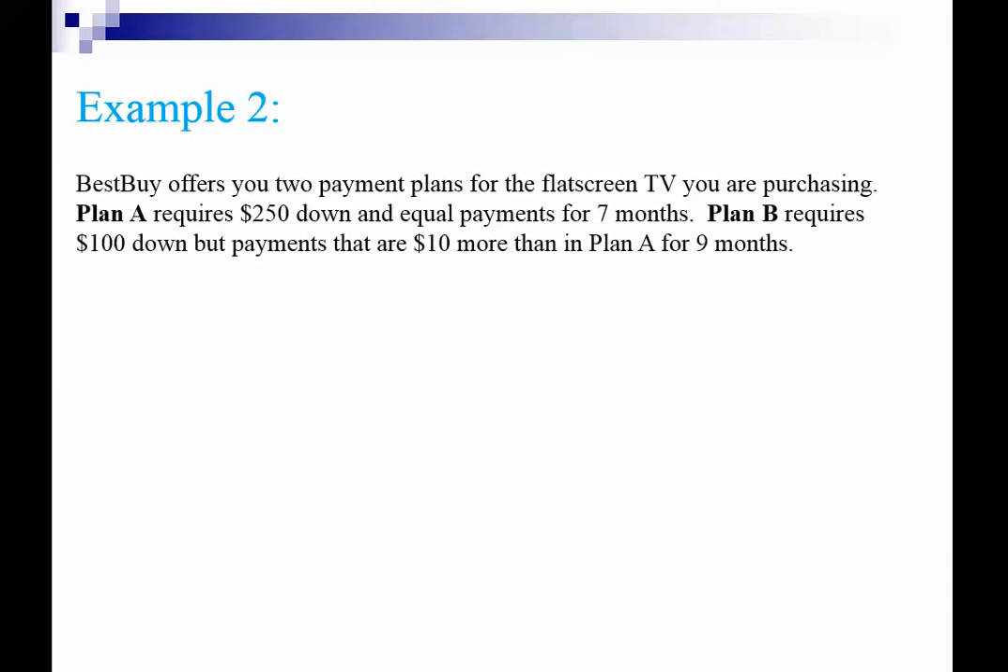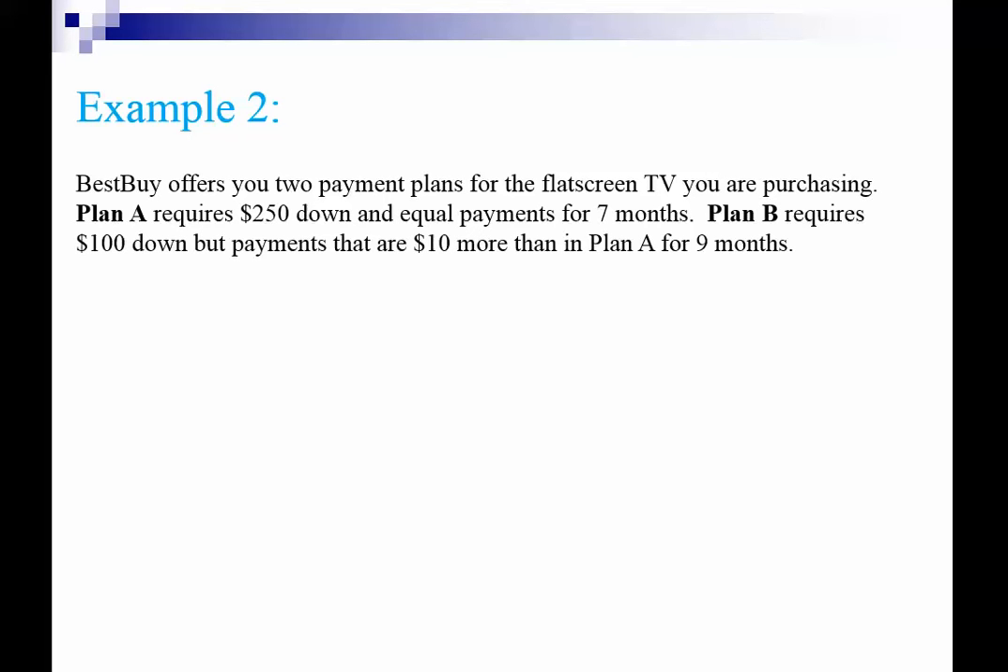This time I'm going to have you maybe do a little bit more of this on your own. And I will caution you that this one is a little bit trickier. Okay, so Best Buy offers you 2 payment plans for the flat screen TV you are purchasing. Okay, Plan A requires $250 down and equal payments for 7 months. Plan B requires $100 down, but payments that are $10 more than in Plan A, and you're going to pay for 9 months.